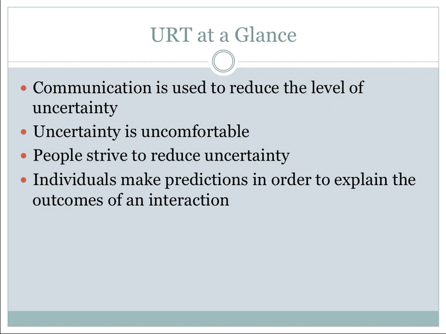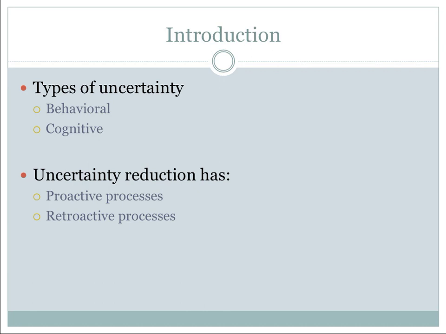And then fourth, individuals make predictions in order to explain the outcomes of an interaction. So we make predictions about who this person is, about what their intentions are, about how they relate to me, about what we imagine their lives to be outside of a given interaction as a way of explaining the outcome. Oh, that person was biased against me to begin with. Oh, we're good friends, this is why this happened. Those kinds of things.